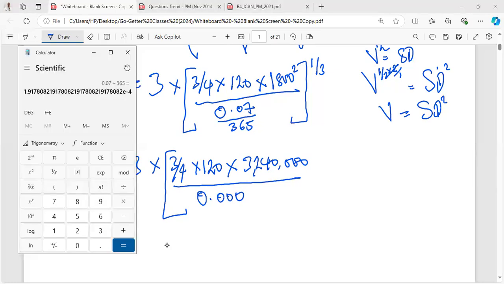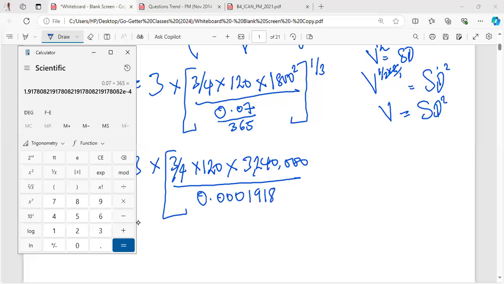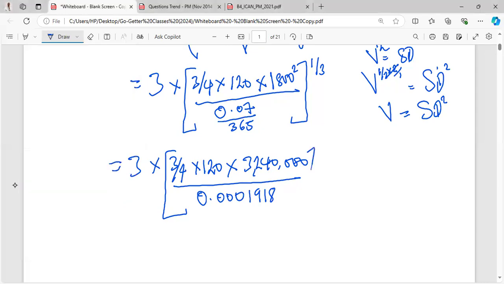1918. So this 7, the one that follows it is more than 5, so we convert it to 8. But we are going to use everything in our calculator here. Then we are going to raise to power 1/3. So let's tidy it up again.